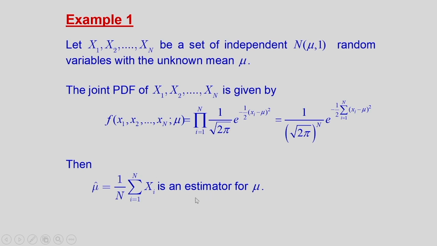It does not involve any unknown parameter, and it is a function of these random variables. So it is an estimator for mu. But the question will arise how we can get such an estimator.